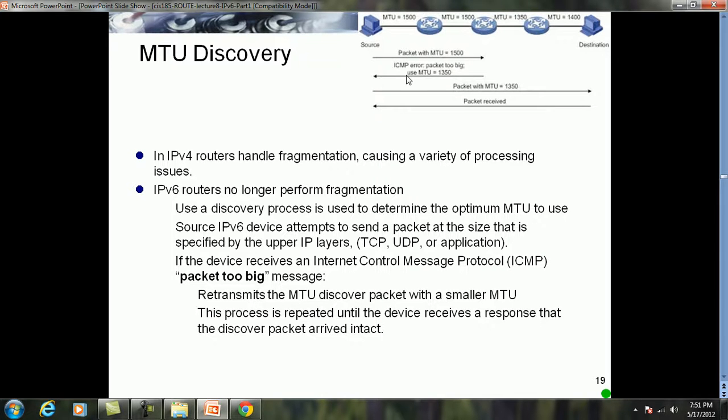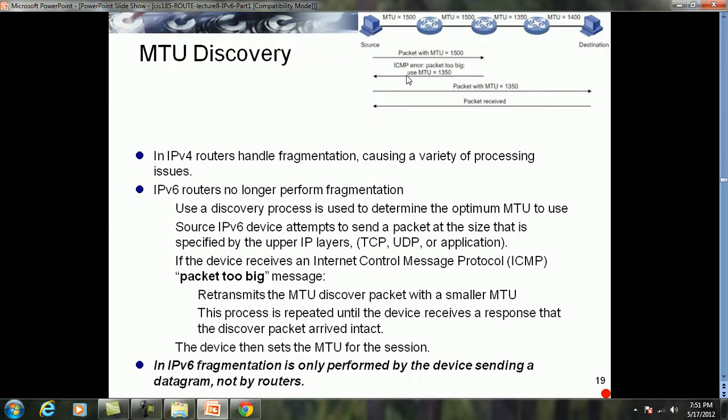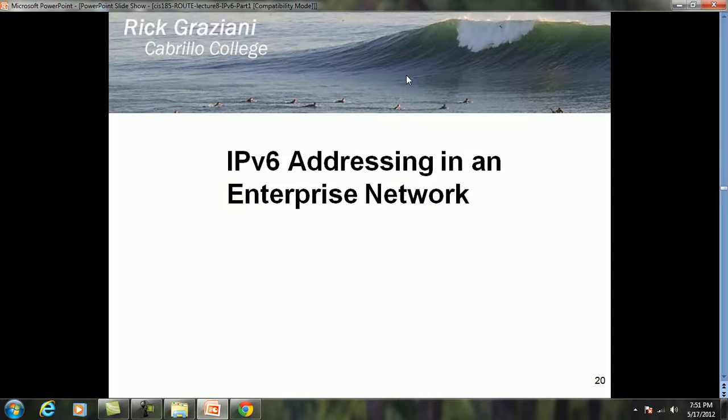In IPv4, how does it fragment the packet? Here they use the discovery procedure, MTU discovery, okay? The device then sets the MTU for the session. So in IPv6, fragmentation is not performed by routers, only by the device sending the datagram. So, interview question: IPv6 routers don't do fragmentation, okay?